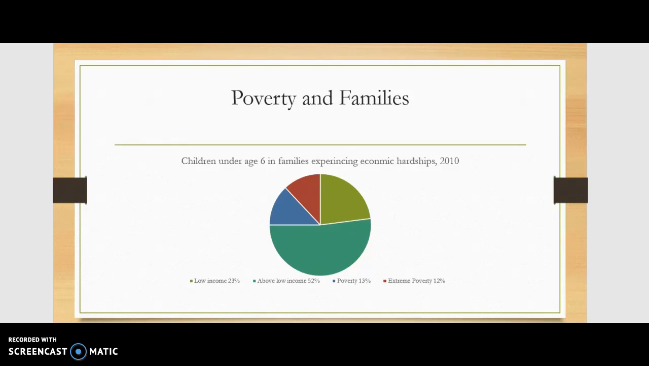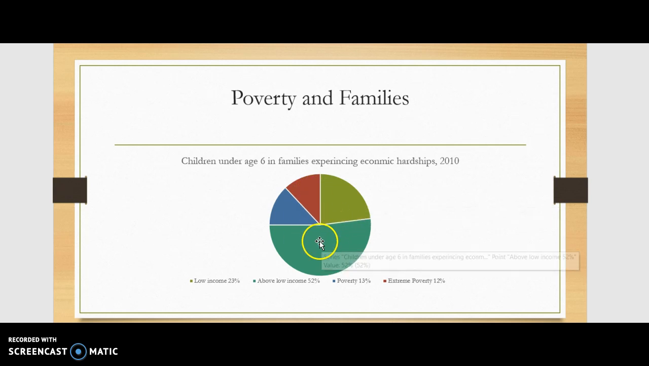So the next section that I was going to talk about is the economic hardships, and this is based again off the National Center for Children in Poverty. We can see that children under the age of 6 in families experience economic hardships. This is based in 2010, so these numbers are a lot higher now. We can see that extreme poverty is right here, this brownish one. So 12% of the population back in 2010 was living in extreme poverty.